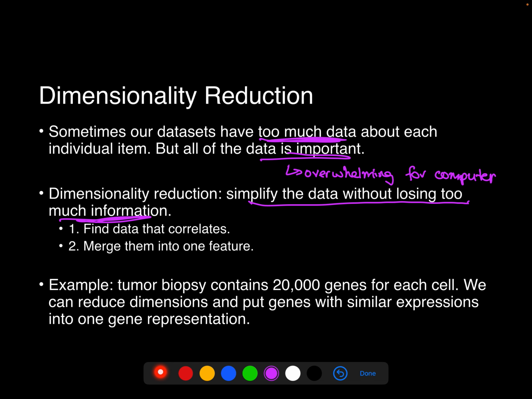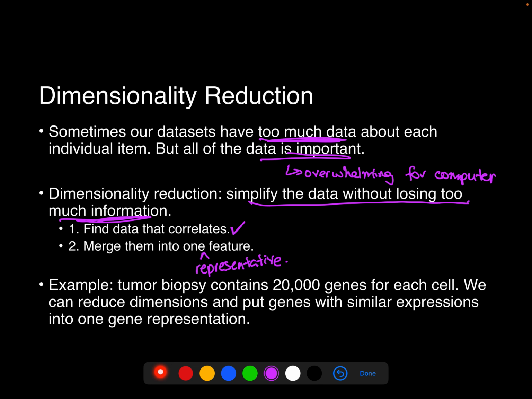There's two broad steps to this. First is finding data that correlates, which means if one particular attribute increases and another increases at the same time, that's a correlation. Or if one decreases and another decreases at the same time, that's also correlation. And then the second is to merge those correlated attributes into a single representative, important feature.